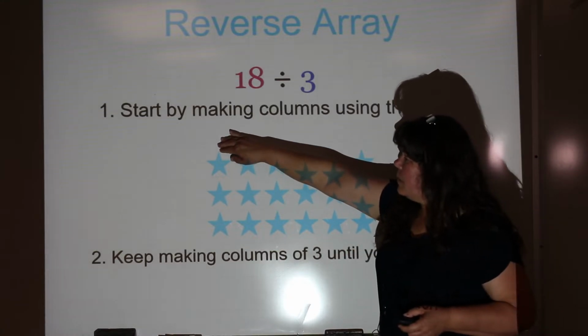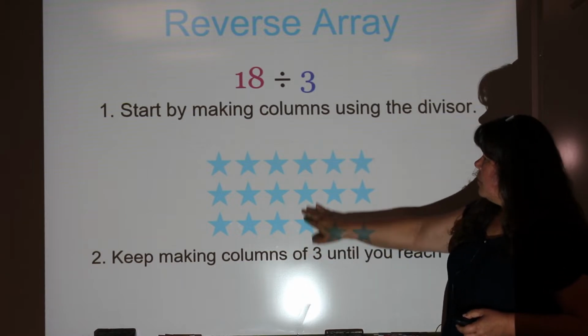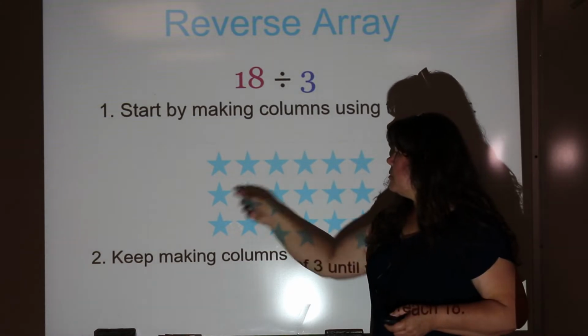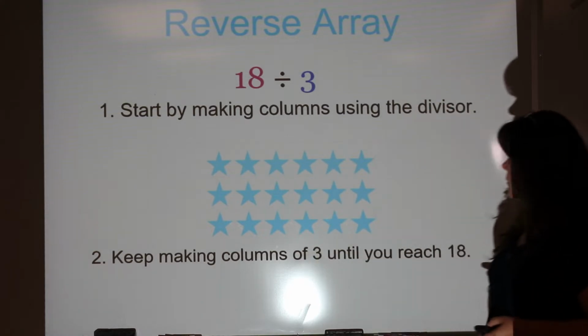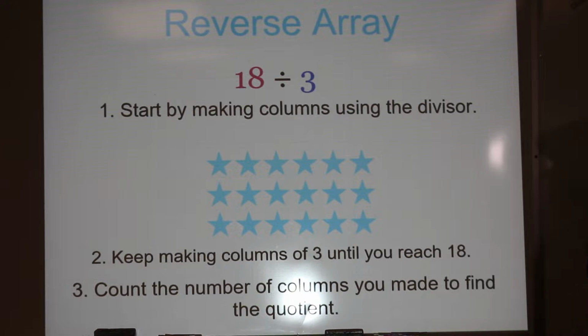So this is a column going down. 1, 2, 3, 4, 5, 6. There are 3 rows, so this should actually be turned the other way to make columns. So I have 18 stars altogether. Next, count the number of columns you made to find the quotient.